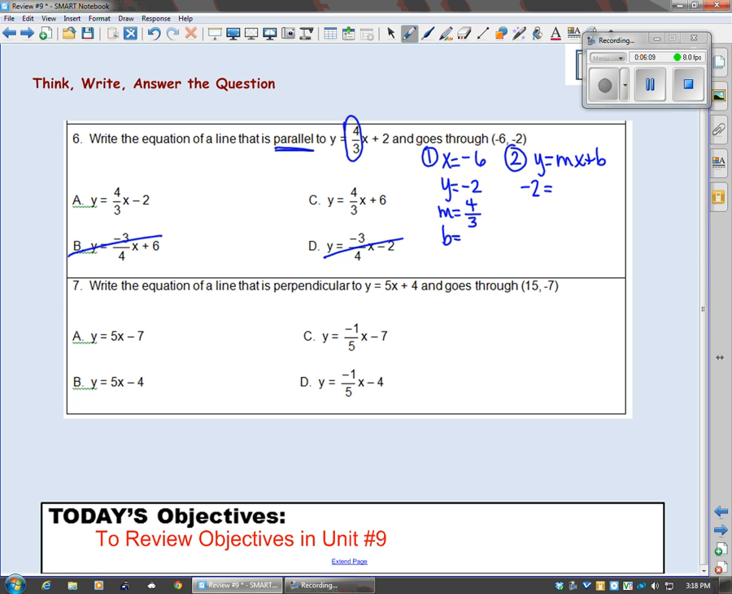-2 equals 4/3 times -6 plus b. Do the math. 4/3 times -6. If you don't know that, your calculator does. 4/3 times -6 is -8. So be careful here. You add 8 to both sides, and you get that b is 6. So the one that has 4/3 for the slope and 6 for the y-intercept is answer C.